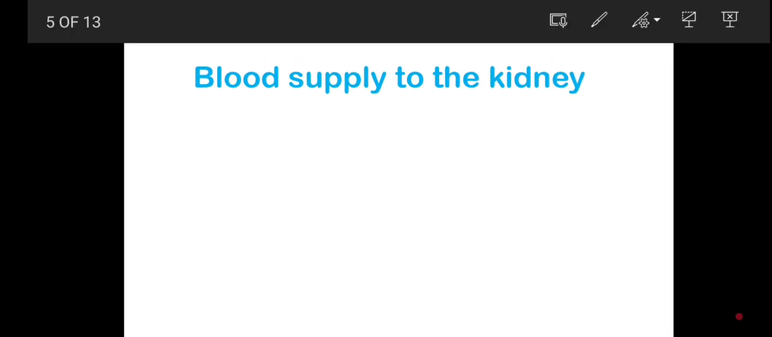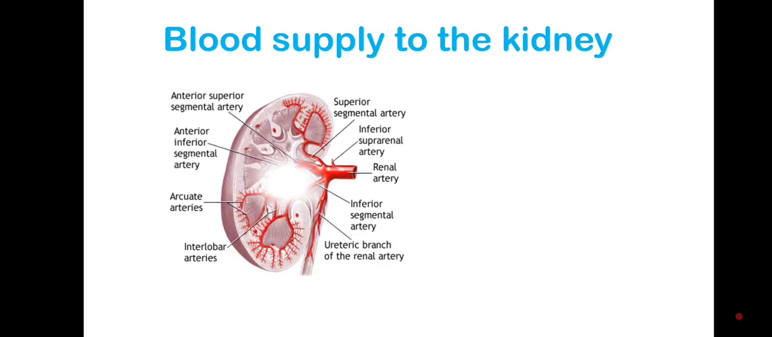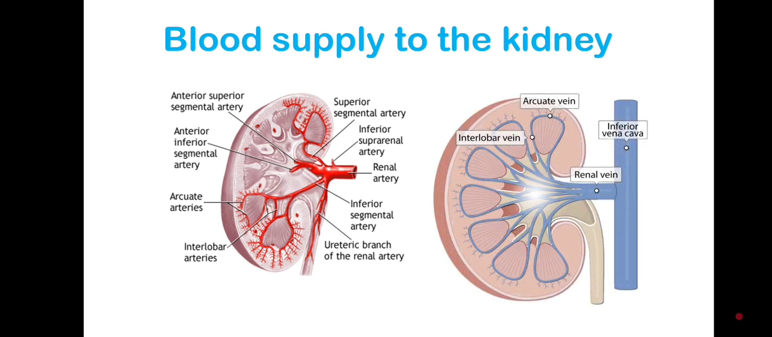Next, we will study about the blood supply to the kidney. Normally, the kidney receives about 20 to 25% of the cardiac output. Here, the oxygenated blood is supplied into the kidney by the renal artery. The renal artery is a branch of the abdominal aorta.